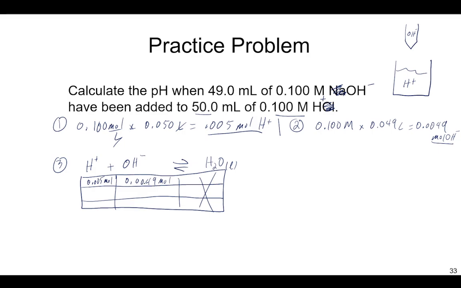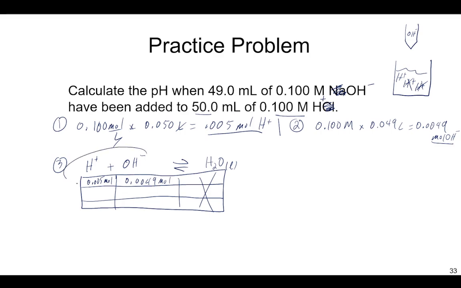Now, in a titration, what is happening? We're adding OH minus, and we're adding 49 mils of it. And what is it doing? It's neutralizing this H plus, okay? And it's going to neutralize as much of the H plus as it can.